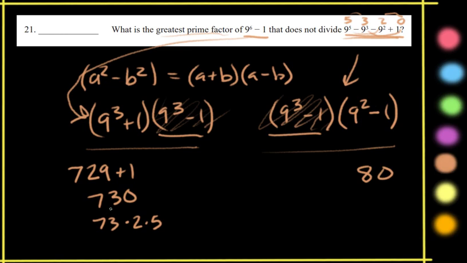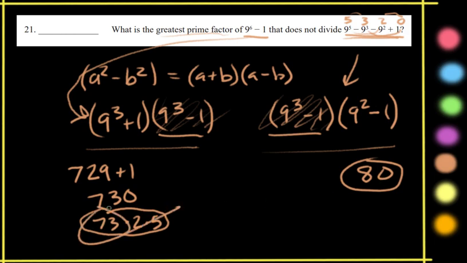So we're looking for the greatest prime factor here that does not divide this thing. The 2 and the 5 do divide into 80, so we're going to throw those out, and our answer is 73. Okay, great. Let's go on to the next one.